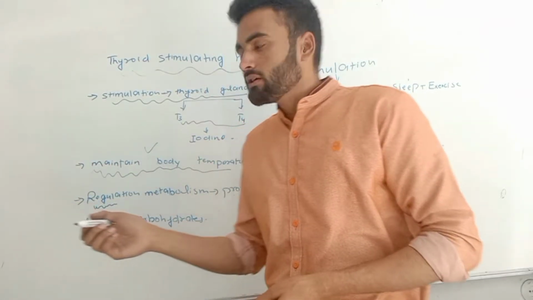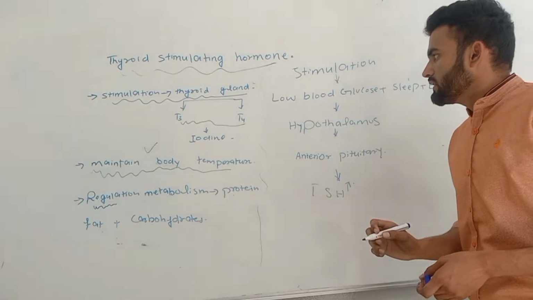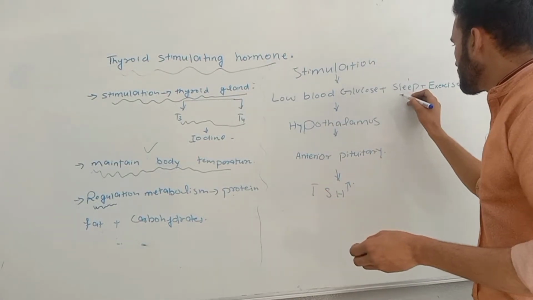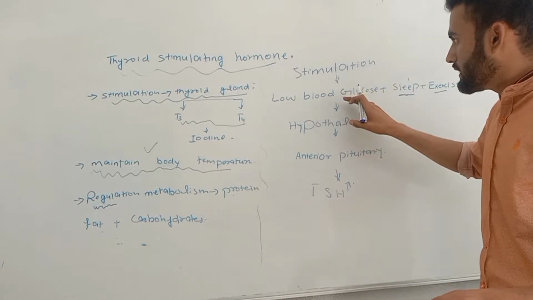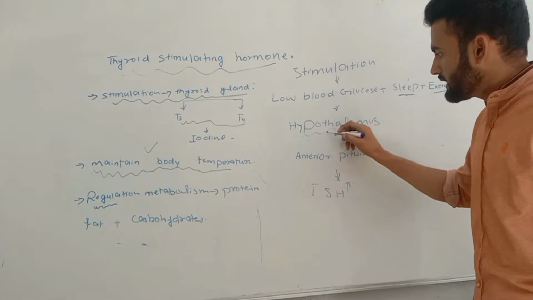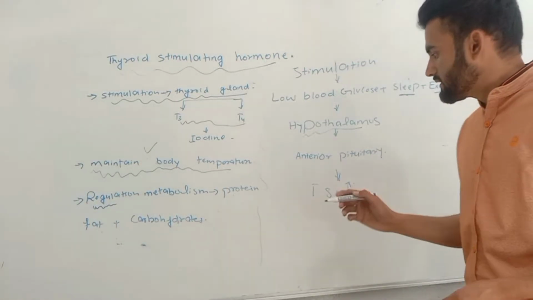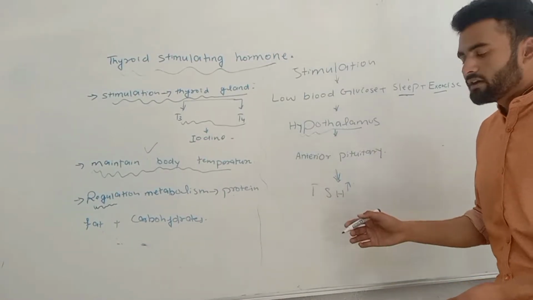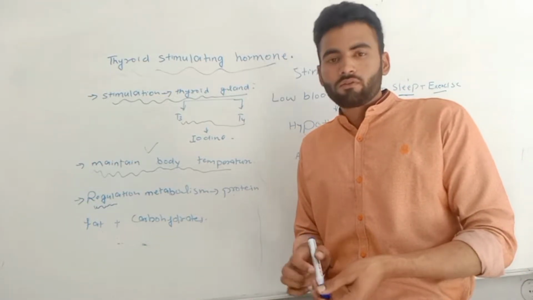If we look at the stimulation for the thyroid stimulating hormone, the first one is whenever our blood glucose level is low, whenever we are doing some kind of hard exercise, or whenever we are sleeping, then all of these are going to stimulate your hypothalamus, and then the hypothalamus is going to activate the anterior pituitary, and this anterior pituitary is where the thyroid stimulating hormone is. So in this way, the thyroid stimulating hormone is released inside our body from the anterior pituitary.